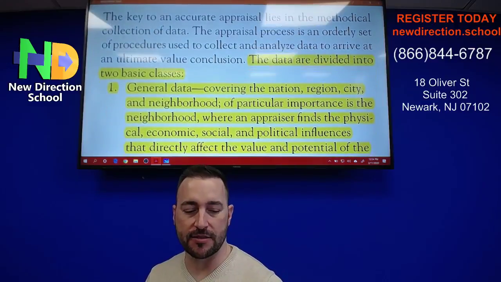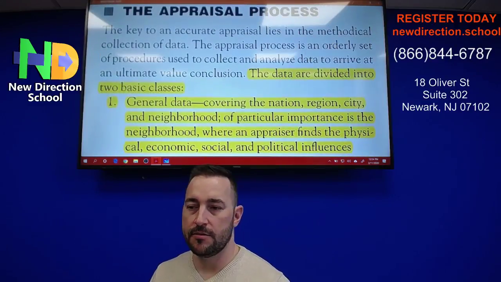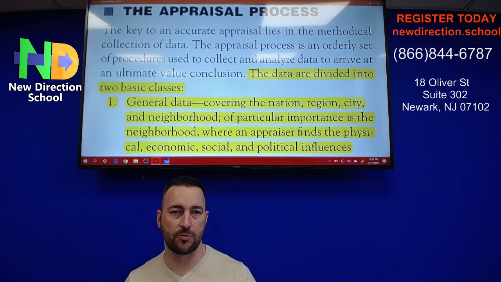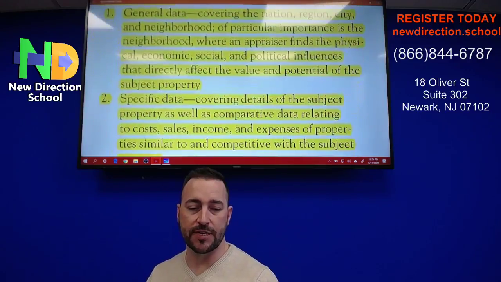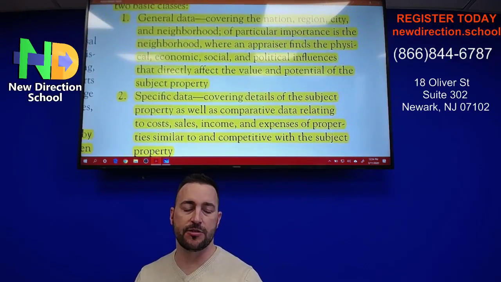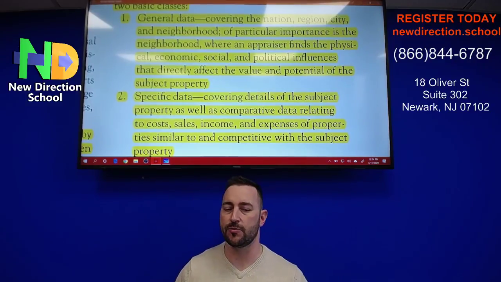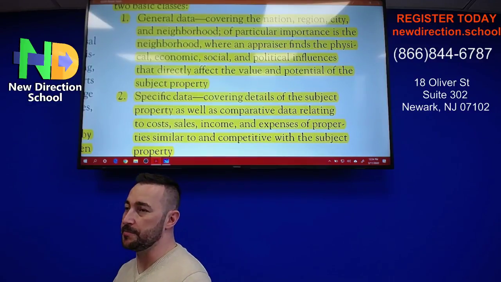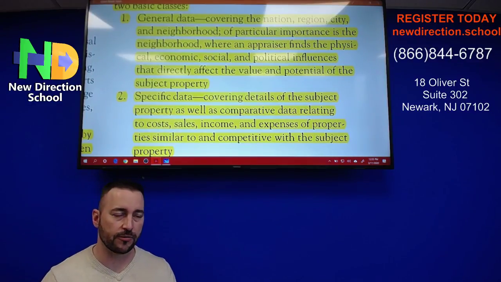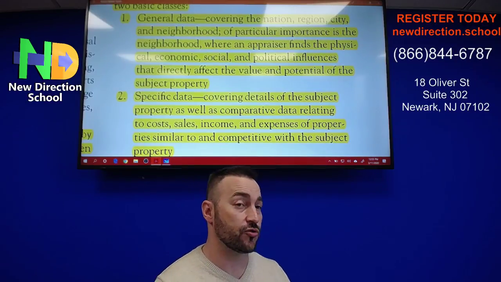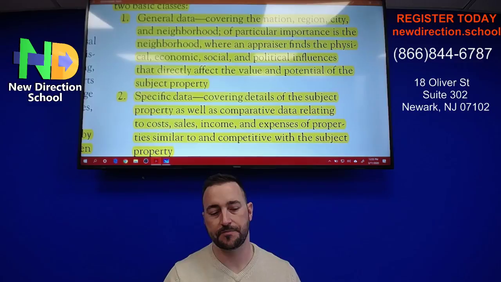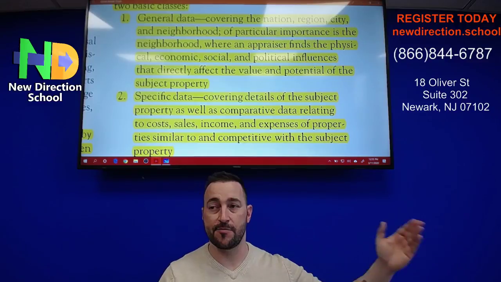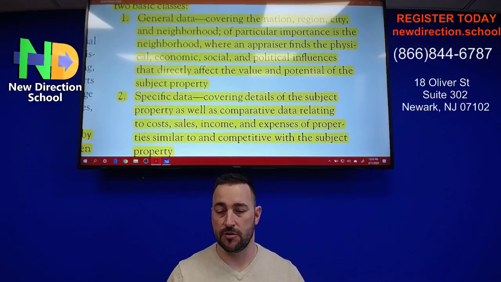Next, we have the appraisal process. You need to know that this is divided into basic classes, the way we obtain info. We have general data, which covers the nation, region, neighborhood, and so on, so social, political, and economic situations or influences. And then we have specific data. This is specifically on the property. What type of property is it? Everything we went over: the cost, the income, the structures, all that is the property itself. So general data affects the property. New York has a different market than we do, right? Those are things to consider.